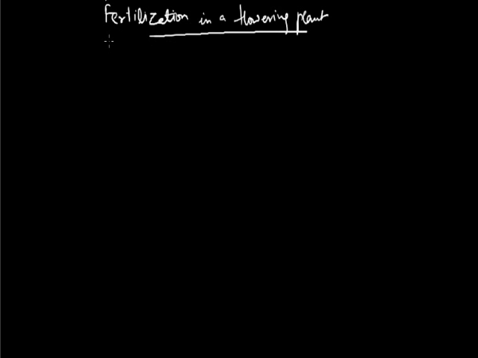Hello students, let us continue from where we left off during the last lecture, that is reproduction in plants. The topic we'll take today is fertilization in a flowering plant. It's a very interesting topic which deals with how fertilization takes place among plants and how the seed is formed and the seed gives rise to a complete new sapling.